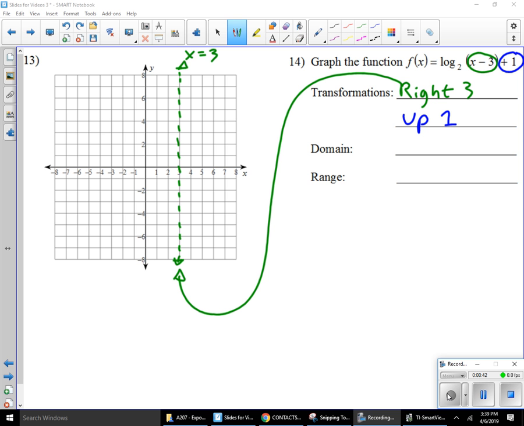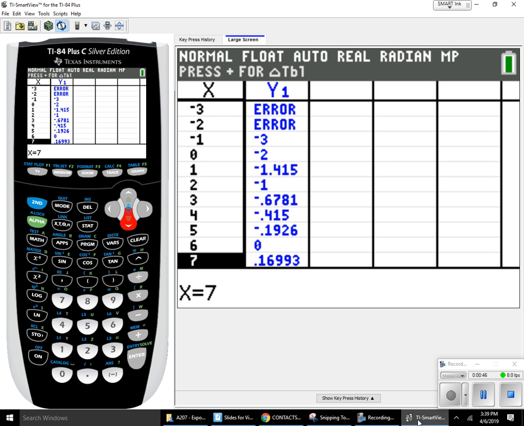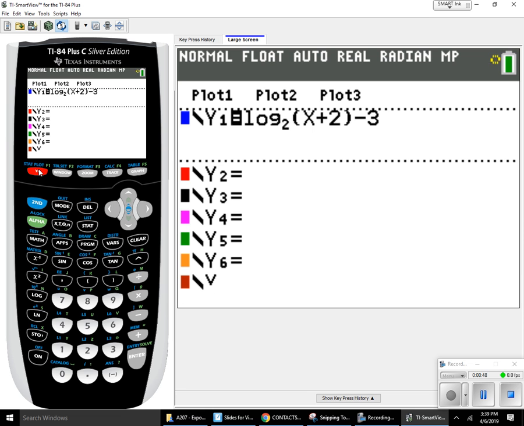Right 3, that's an x equals 3 for our vertical asymptote. In order to get the rest of the points, I do recommend using a calculator because, again, it can be difficult to find those good whole number points. So we want log base 2. This is still from the previous example, so let's just change it up. We want minus 3. On the outside, we want a plus 1.